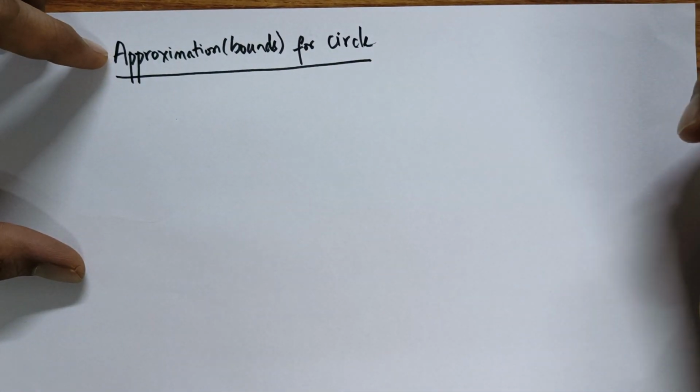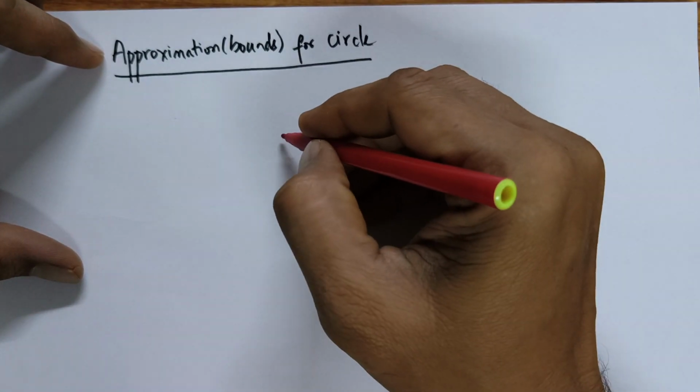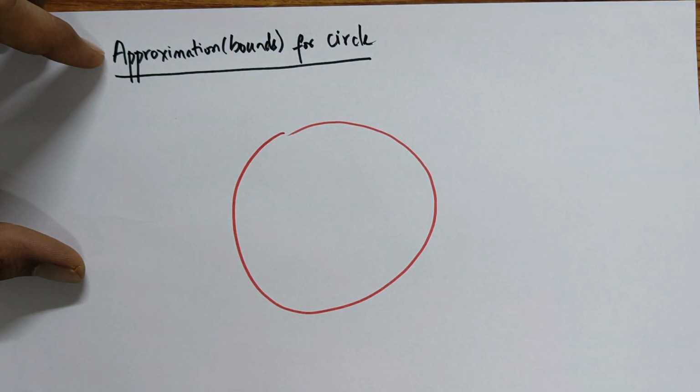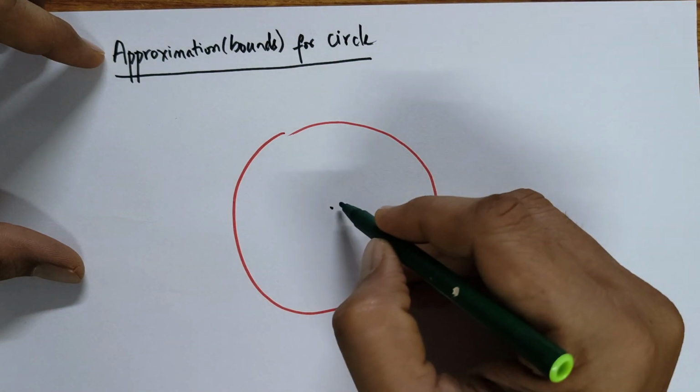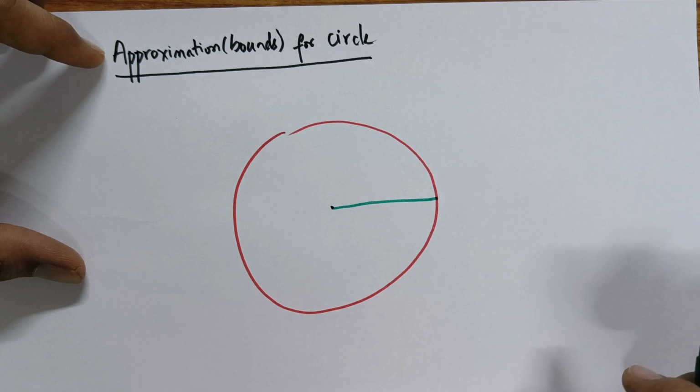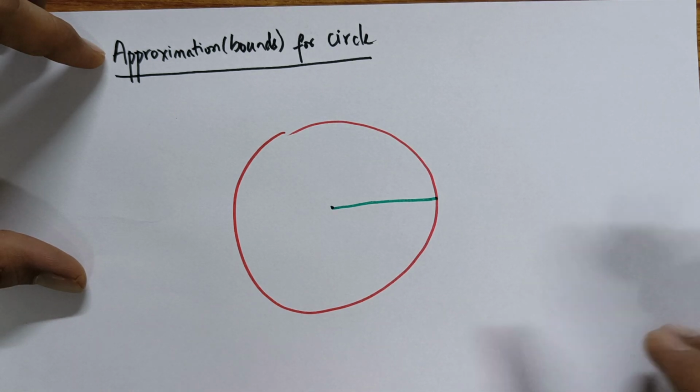This video will look at some approximations or bounds for a circle. So I have a circle and its center, and we talked about earlier a relationship between the radius and the circle. The question is, how does this relationship work? These could be questions the children have.